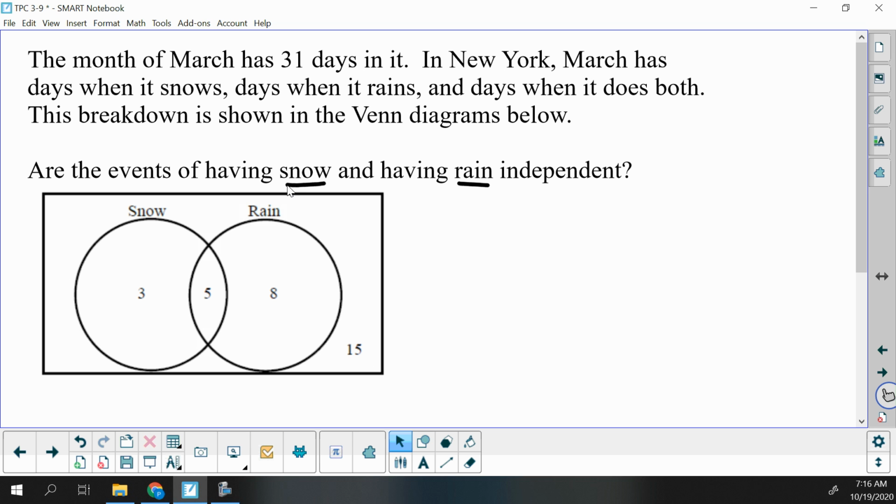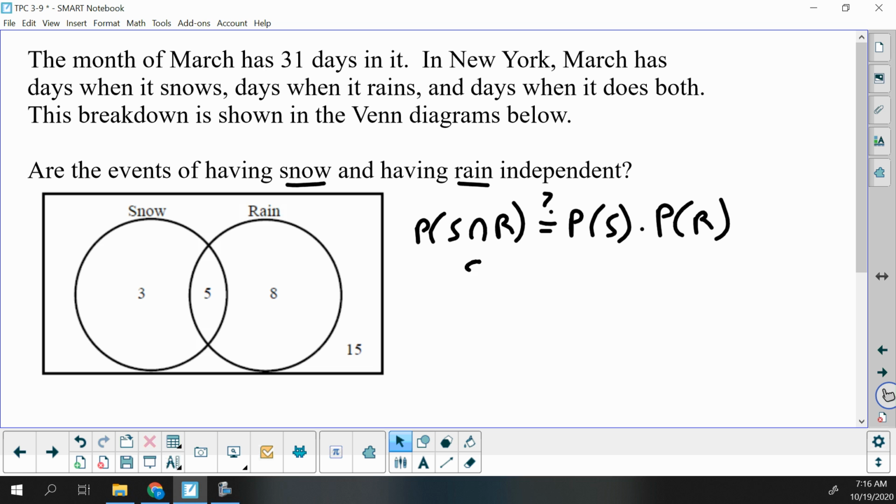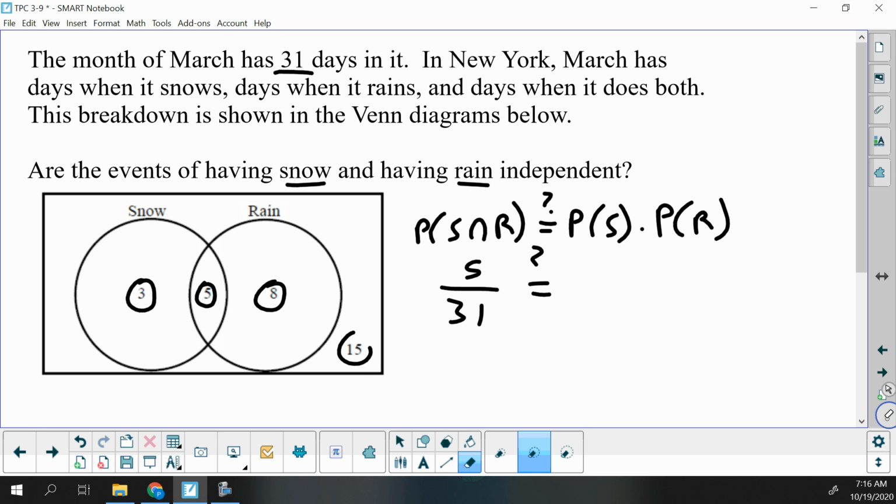So we want to know if snow and rain are independent. So we're going to have to do the probability of snow and rain. And we want to know, is it equal to probability of snow times the probability of rain? Snow and rain would be the middle of the Venn diagram. So it's going to be 5 out of, and there's two ways we can figure out the total. We can add up all four numbers, which would give us 31, or in the question they helped us out and told us it was out of 31.